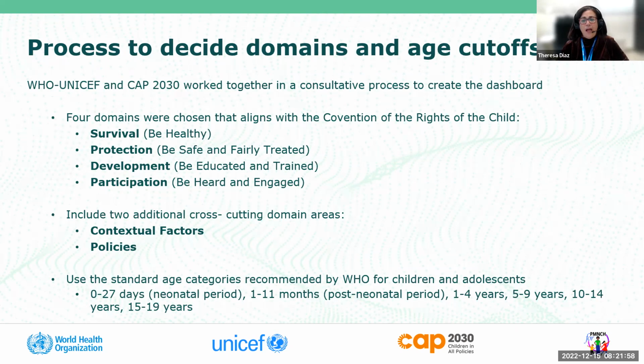So I'm going to go over a little bit of how we developed this dashboard together along with a working group with different partners. We looked at the Convention on the Rights of the Child, and we decided to put in these four domains: survival, be healthy; protection, be safe and fairly treated; development, be educated and trained; and participation, be heard and engaged. And we included some additional cross-cutting domains, contextual factors, which means factors about the environment, for example, water and sanitation, and policies. We used standard age categories that have been recommended by WHO for disaggregation of health data for children and adolescents. So you'll see the neonatal period, the postnatal period, 1 to 4 years, 5 to 9 years, 10 to 14 years, and 15 to 19 years. Next slide.